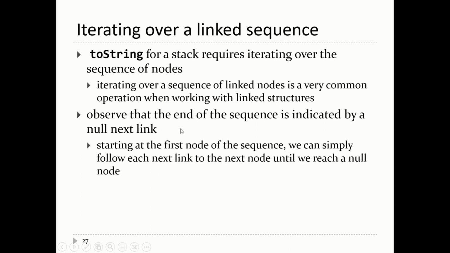It's not hard to do, because you know where the end of the sequence is. The end of the sequence is indicated by a null next link. So at the end of the sequence, you run into a node that has no next link. So you just loop until you find a node that has a null next link. Start at the first node, which is just the top, and simply follow each link to the next node until you find a null node.